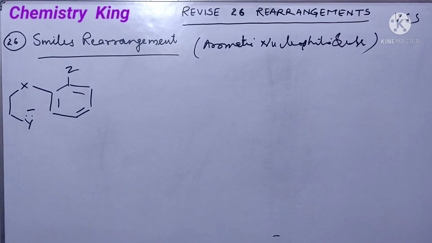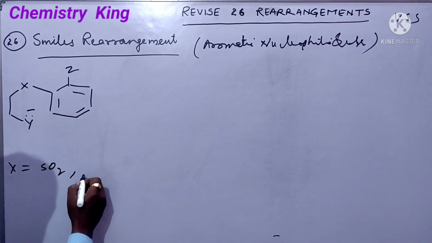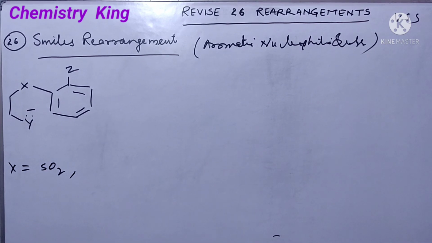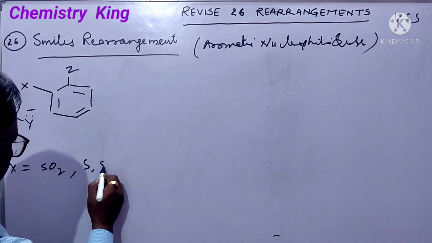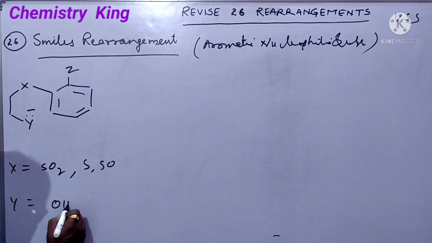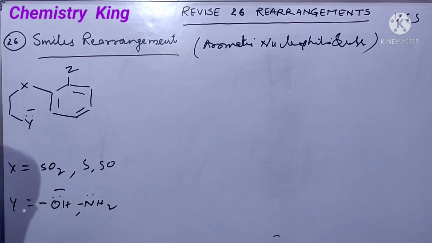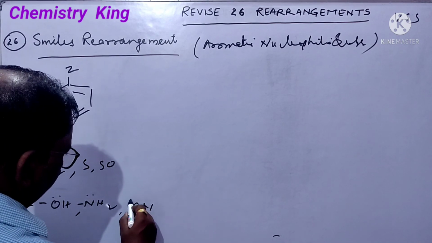And here X may be SO2, S, SO, etc. And Y may be OH, NH2, and so on. Either a negative charge or a lone pair of electrons should be there.